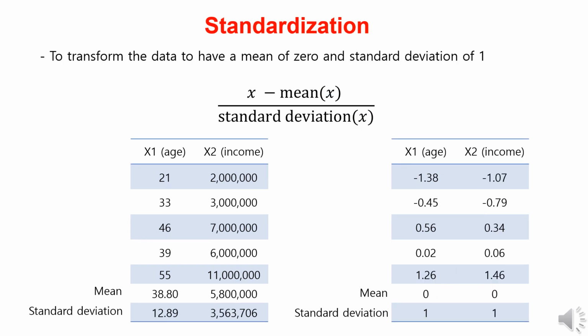On the other hand, standardization is a method that transforms values into a standard normal distribution with a mean of 0 and a standard deviation of 1. To standardize the values, we subtract the mean from each value, x, and then divide it by the standard deviation. As a result, the values are transformed into a new scale where the mean becomes 0 and the standard deviation becomes 1. In the table below, you can see that after standardization, both age and income have been transformed into the same range with a mean of 0 and a standard deviation of 1.